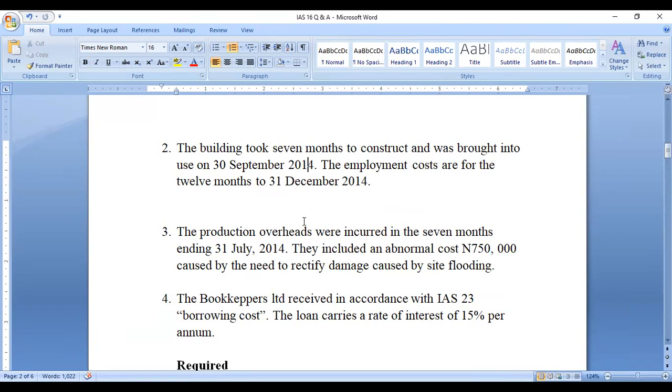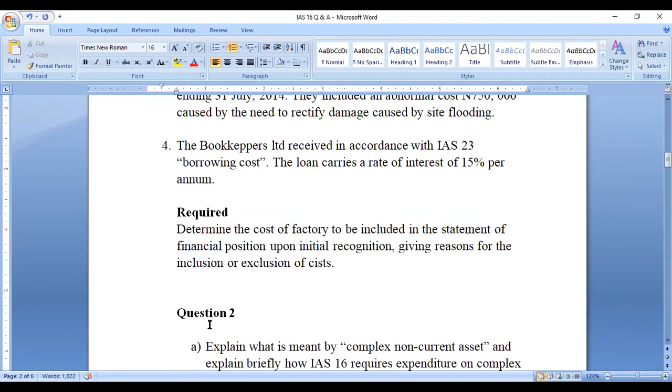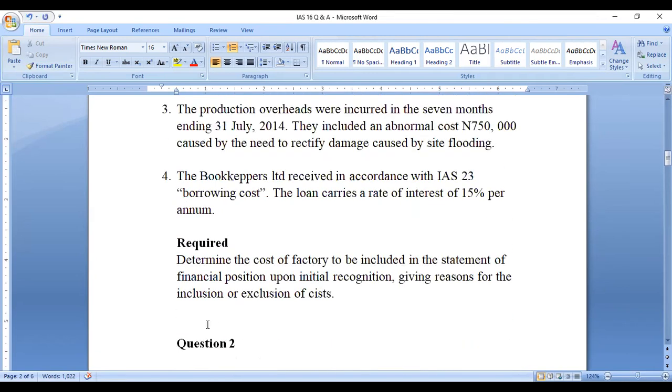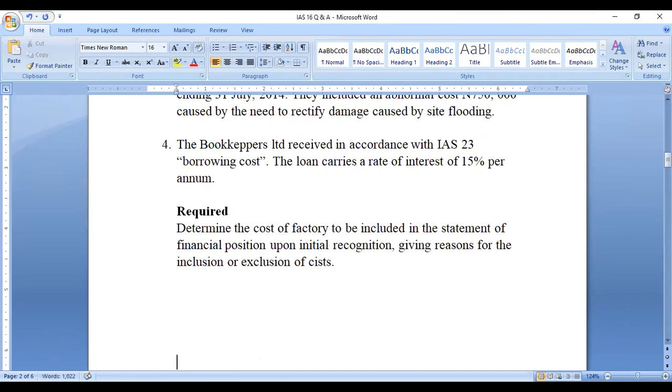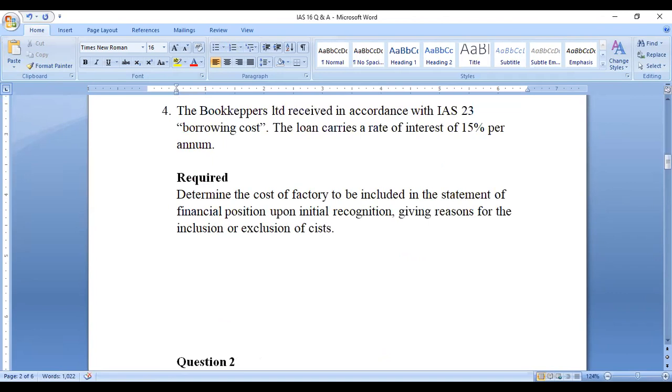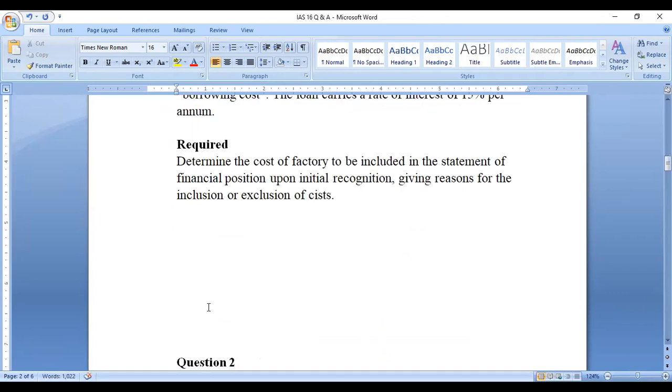Number 4, the company received a loan in accordance with IAS 23, that is borrowing costs. The loan carries a rate of interest of 15% per annum. Required: determine the cost of the factory to be included in the statement of financial position upon initial recognition, giving reasons for the inclusion or exclusion of costs.